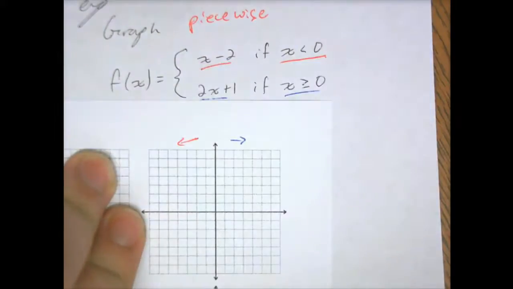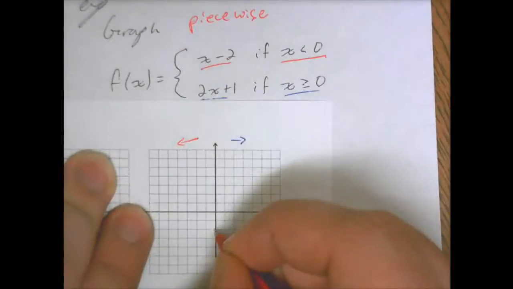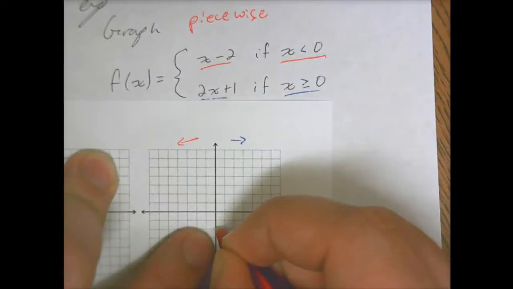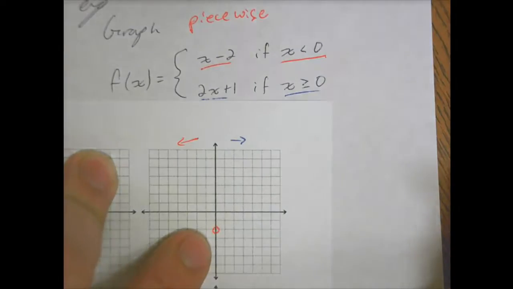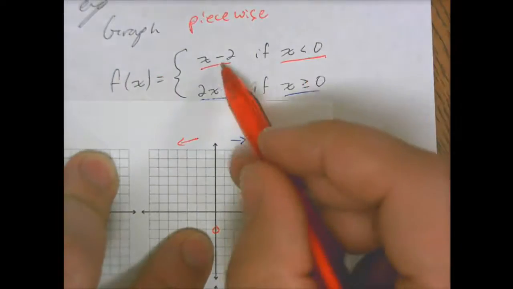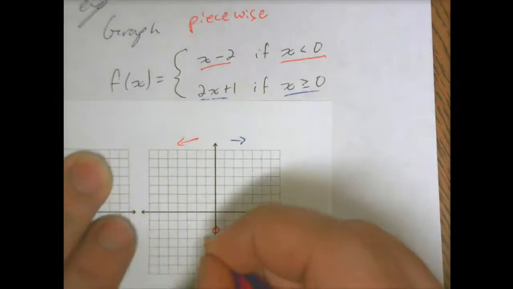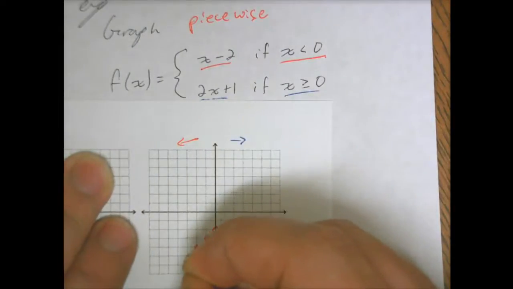Now, in order to graph these, remember these are both your linear parents. So x minus 2, I would cross at negative 2, but notice it is not equal to 0, so I will put an open dot at 0 because it is only less than. Remember that's just your parent graph moved down 2 for your linear function, so then I can continue to do the other side of this graph.